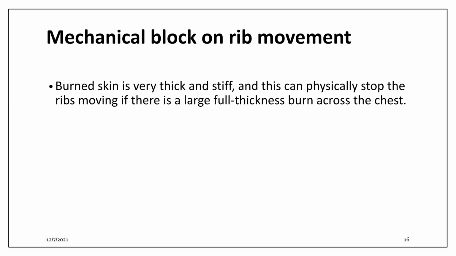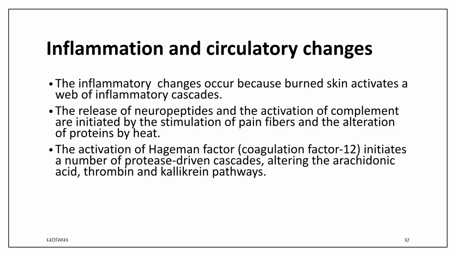Burned skin is thick and stiff. A large, full-thickness burn across the chest can physically stop the ribs from moving, leading to a mechanical block on rib movement. Inflammatory changes occur when burned skin activates inflammatory cascades. The release of neuropeptides and complement activation, along with Hageman factor activation, initiates several protease-driven pathways.